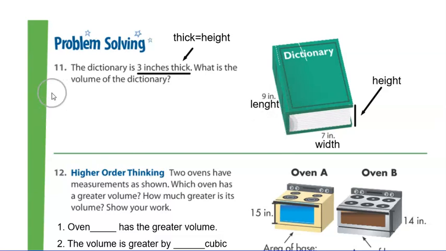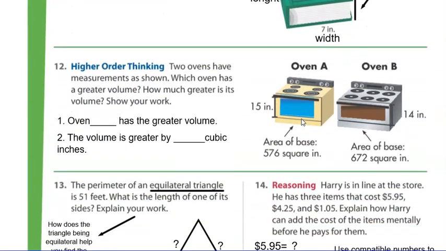So on number 11, it says the dictionary is 3 inches thick. What is the volume of the dictionary? So that word thick is representing the height, okay? So you want to make sure that you are using this information and filling it in so that you can find the volume of this shape.